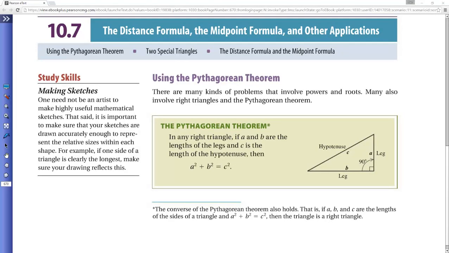Chapter 10, Section 7. We're going to talk about the distance formula, midpoint formula, and other applications, which are basically going to give us some gateways to take a lot of these algebra tools we've been going through and apply them to geometry in a couple different ways. But first, the first part of this is about geometry, and the first one with right triangles is the Pythagorean theorem.